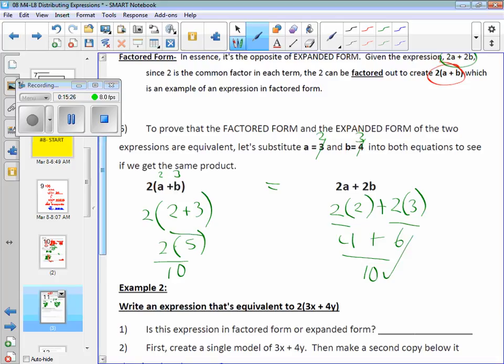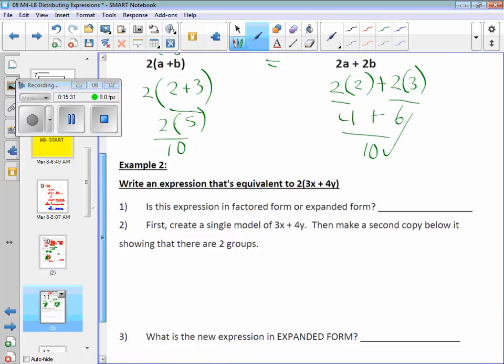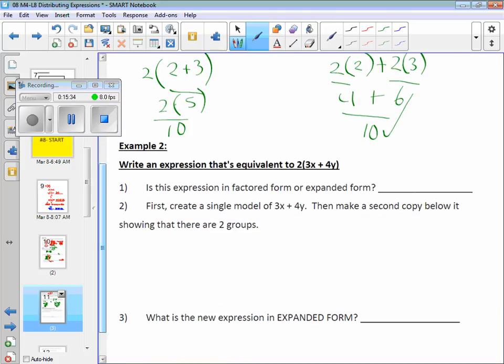Okay, a little bit more advanced. Example 2. First of all, is this factored form or is this expanded form? If it helps you to remember, when you see parentheses, most likely you are in factored form. What's inside the parentheses?